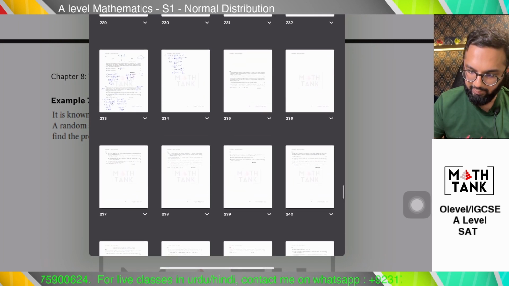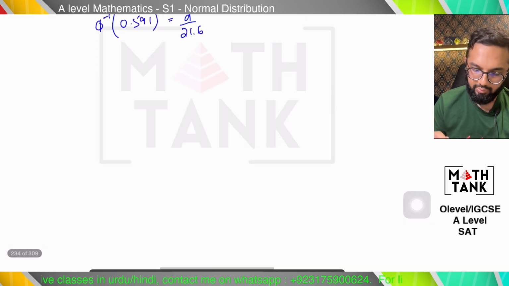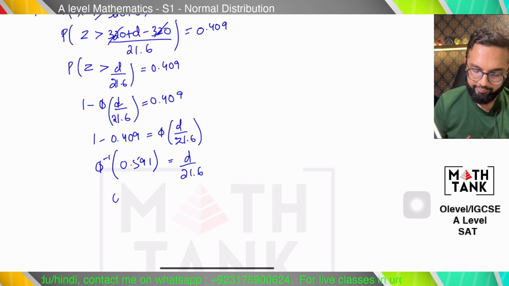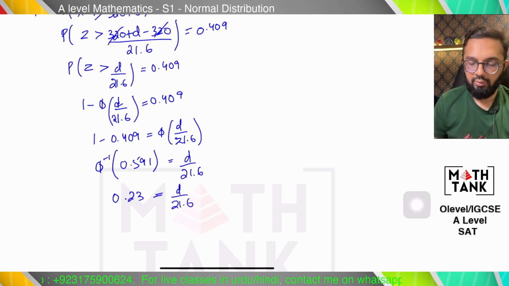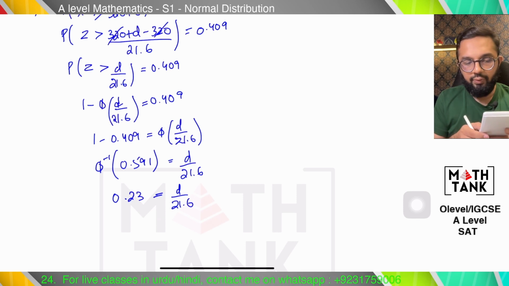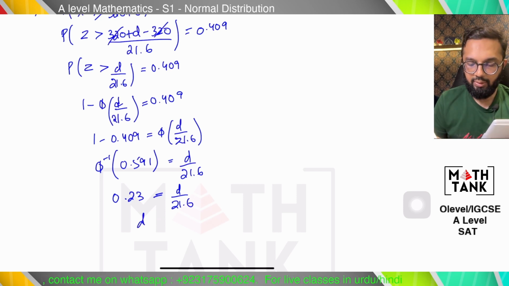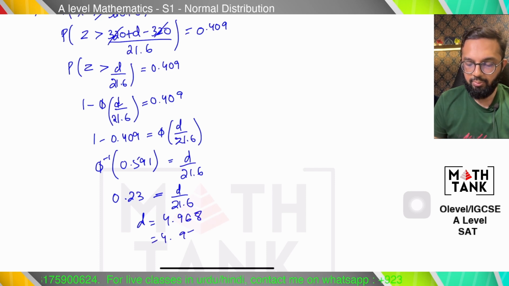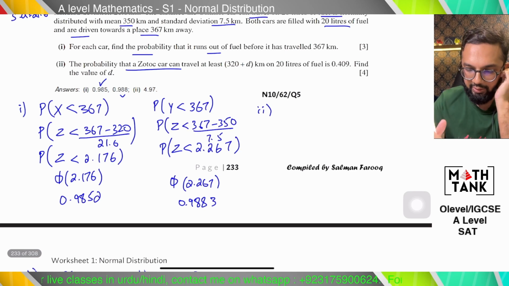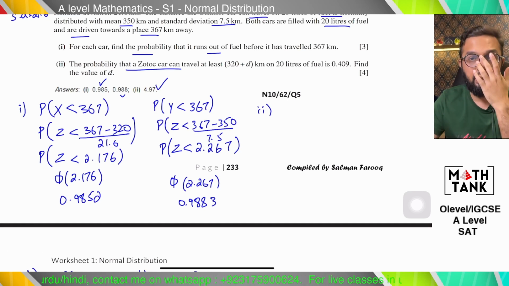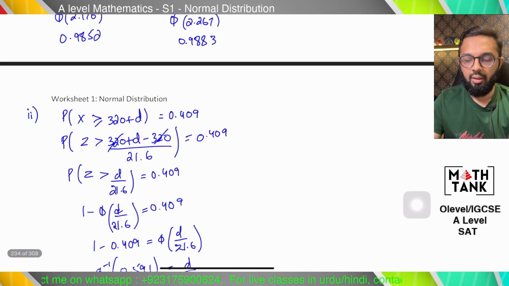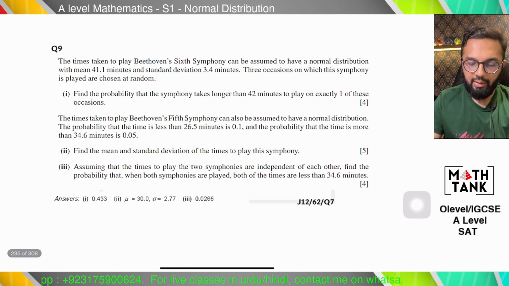And this is giving me trouble every time I do it. Okay, so 0.23 times 21.6 gives me D, which is 4.968. It should be 4.97, correct to three significant figures, and yes, that is indeed the correct answer. Okay, moving on to the next question now quickly.